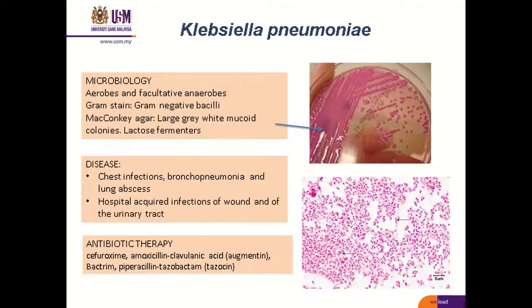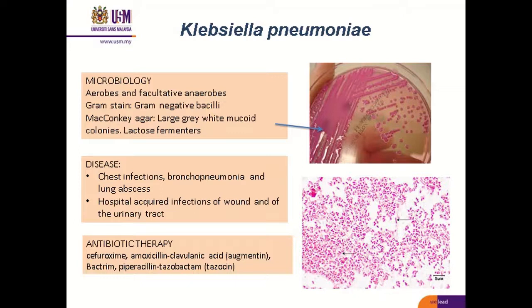Next, we go to Klebsiella pneumoniae. It is an aerobe and facultative anaerobe. On Gram stain, we can see gram-negative bacilli. On MacConkey agar, we can see large gray-white mucoid colonies, which are lactose fermenters and change the medium into pink.